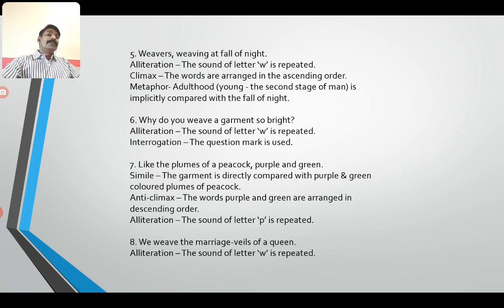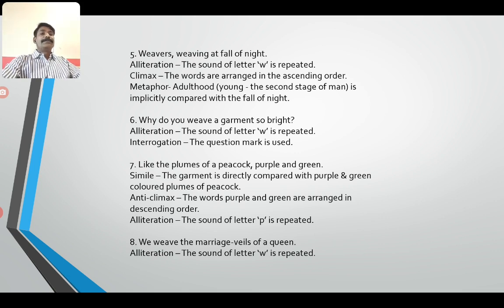Number 6: "Why do you wear a garment so bright?" Once again, alliteration, the sound of W is repeated. Second is interrogation, the same figure of speech as before, because the line is in question form. At the end of the sentence there is a question mark. Obviously there is an interrogation.